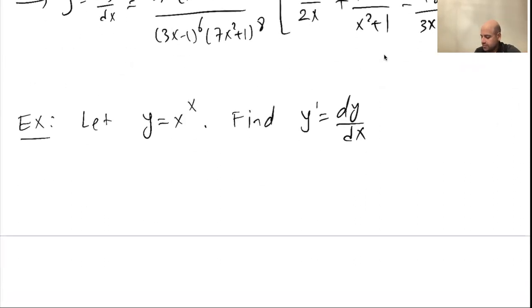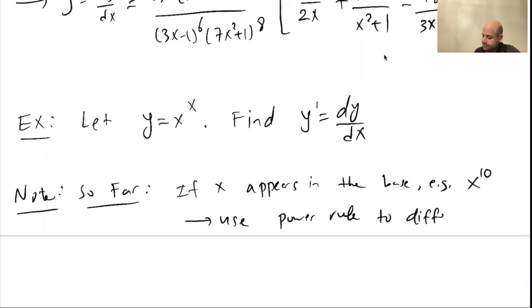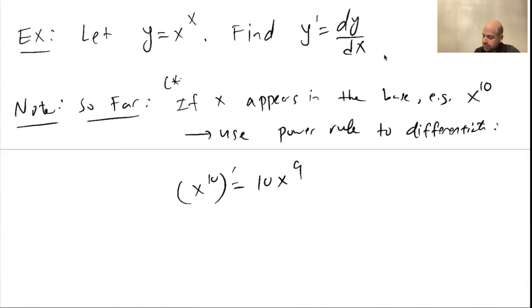So far we saw that if x appears in the base, for example, let's say x to power 10, then use the power rule to differentiate. So x to power 10 derivative is 10x to power 9. So this is one case.